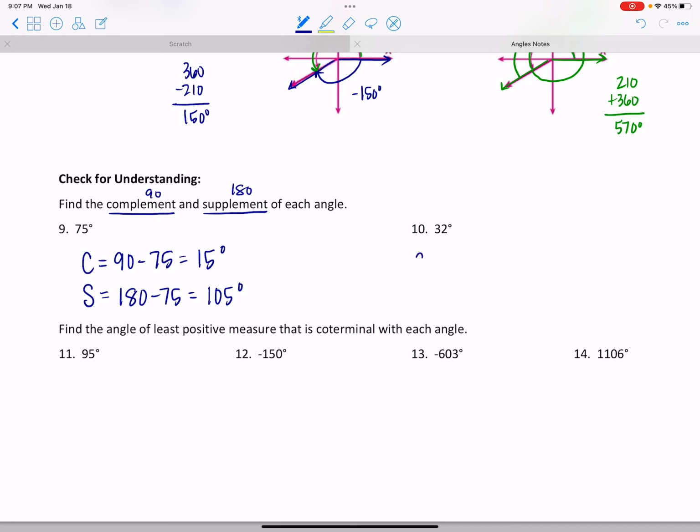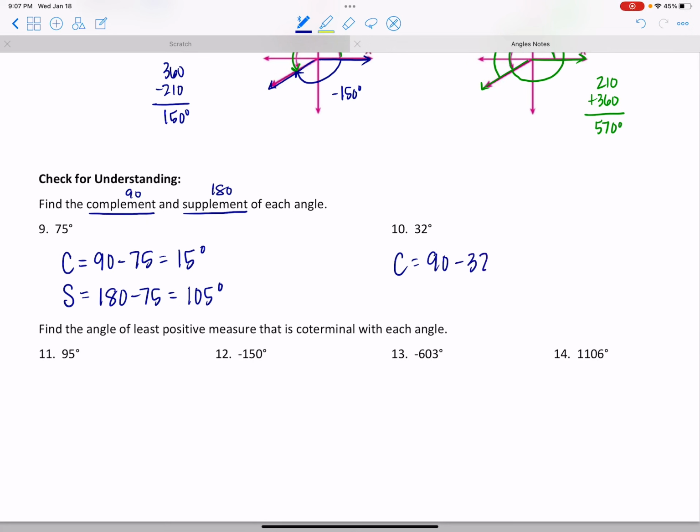And the same thing here. So I have 90 degrees. Take away the 32 that we've already got. And 90 minus 32 is going to be 58. So the complement of 32 degrees is 58 degrees, because 32 and 58 would make 90. And the supplement is going to be 180 minus the 32. So it's going to be 148. Checking my mental math. 148 degrees would be the supplement. 148 and the 32 would make 180 altogether. Okay? So adding and subtracting, subtracting from 90 and 180, and we're finding complements and supplements.